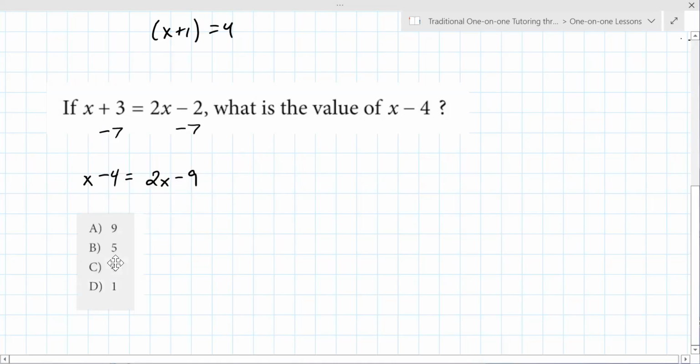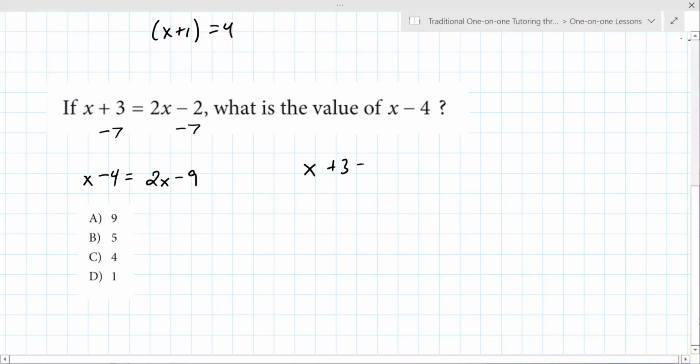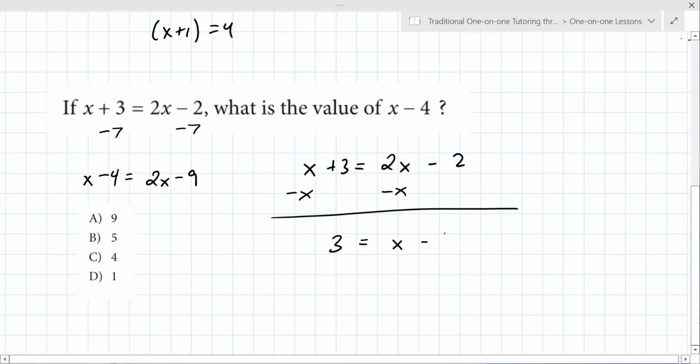Okay, so the answers here are numbers. They're not expressions. So since it's not an expression, this approach doesn't work that great. But here's what you could do. You could manipulate the equation to get x minus 4. How would I do that? Well, if you subtract x from both sides, now on the right you have x minus 2. Now, rather than solving for x, and again, this is a little awkward, if you subtract 2 from both sides, you get 1 equals x minus 4.